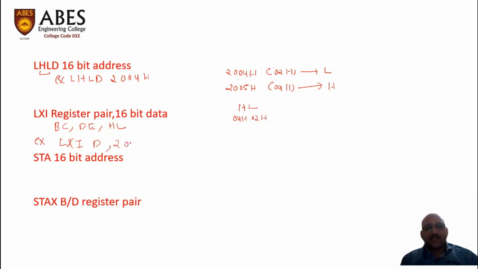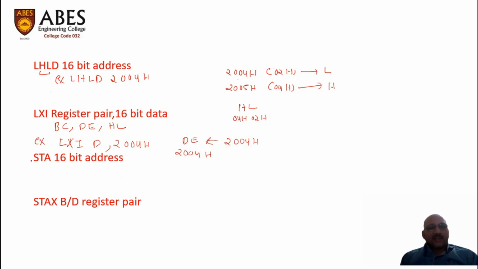If I write LXI D comma 2004H, what does it do? It will store the value 2004H to the DE register pair. So the DE register pair now has the value 2004H. So this instruction loads an immediate value to the corresponding register pair.